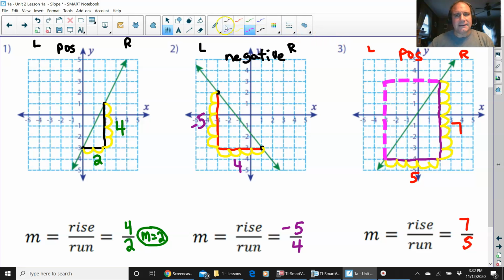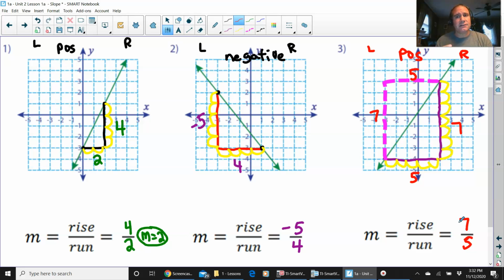If you did that, I want to show you that rising would be the same, that's 7, and running would be the 5. So the rise over run would be the same. It doesn't matter which way you go.